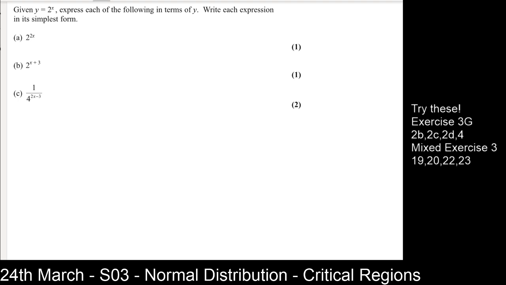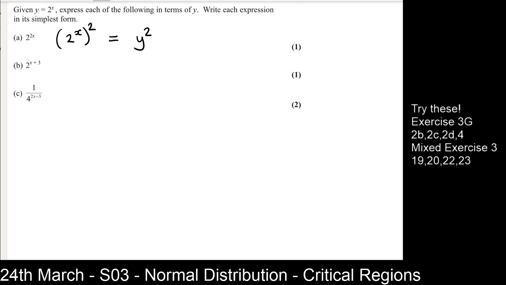So the first one, all I'm going to do is just rewrite this as 2 to the power of x, squared. Remember, one of your rules of indices: when you've got the brackets there, you can multiply the powers if you wanted to work that back. The reason why I'm going to do that is I can simply rewrite 2 to the power of x as y. So this just becomes y squared.